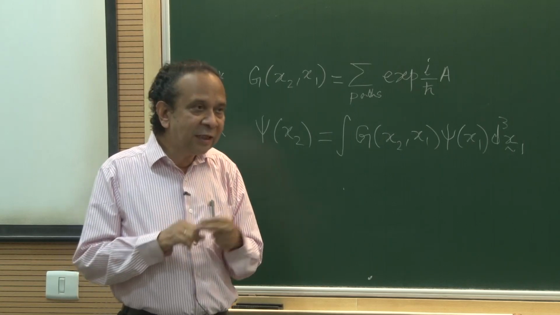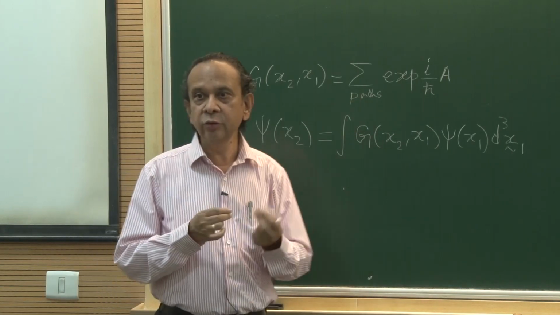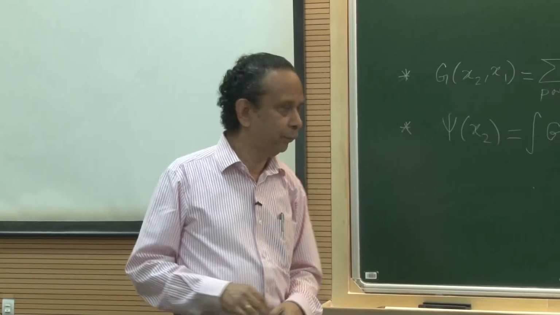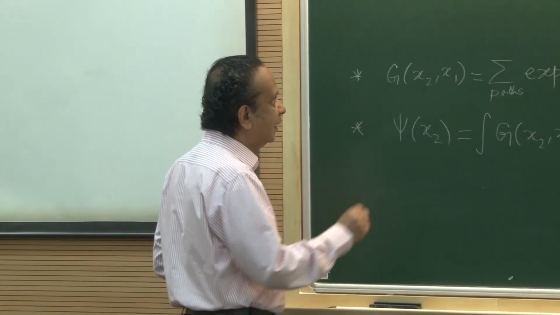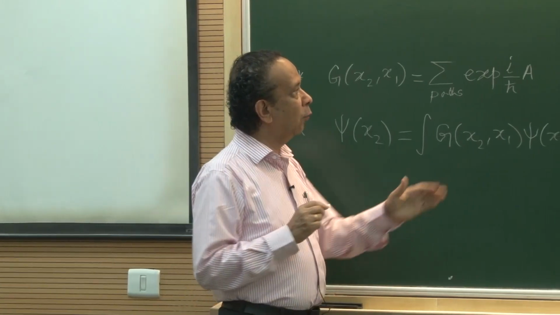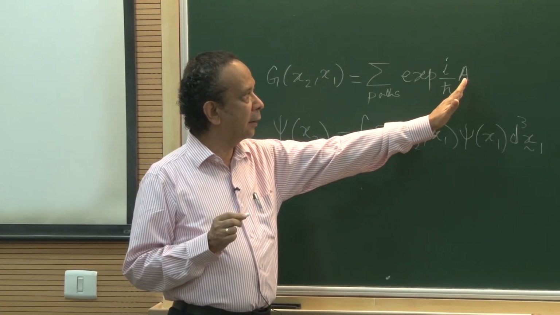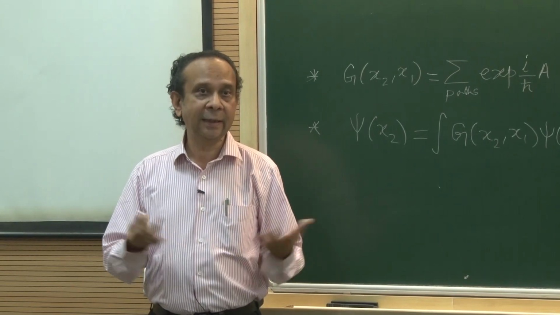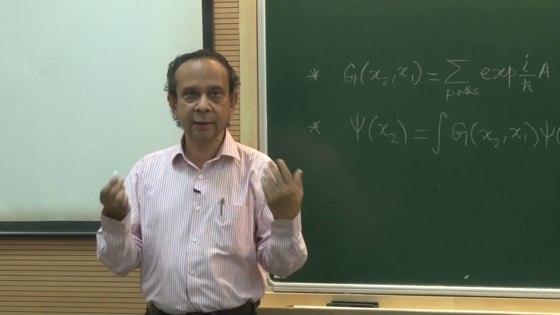And then we need to know explicitly how to compute this. I mean, how do you sum over all the paths and get an answer? So, all these we will take. Let us start with the first case, namely what is the A for a particle. Let us start with a free particle.